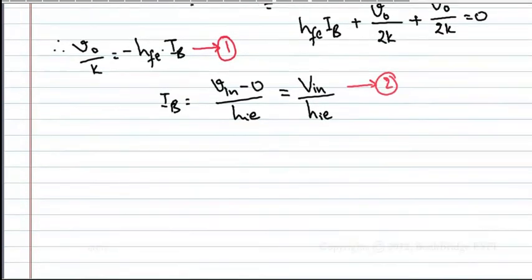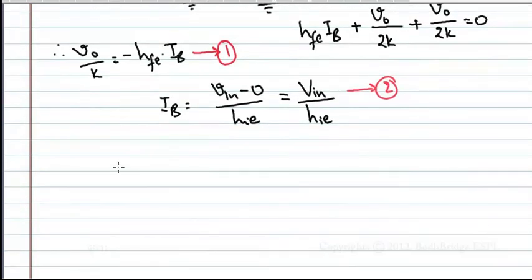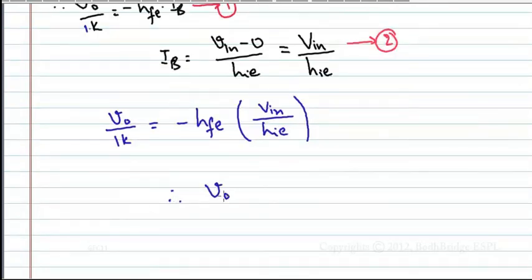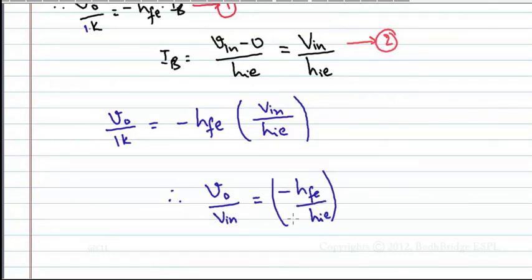Now from 1 and 2, what can we write? From 1 and 2 we can write V0 by 1K, this is 1K, V0 by 1 kilo ohm equal to minus h of fe into V input by IB is how much? h of ie. Therefore, V output by V input is how much? Minus h of fe by h of ie into 1 kilo ohm.